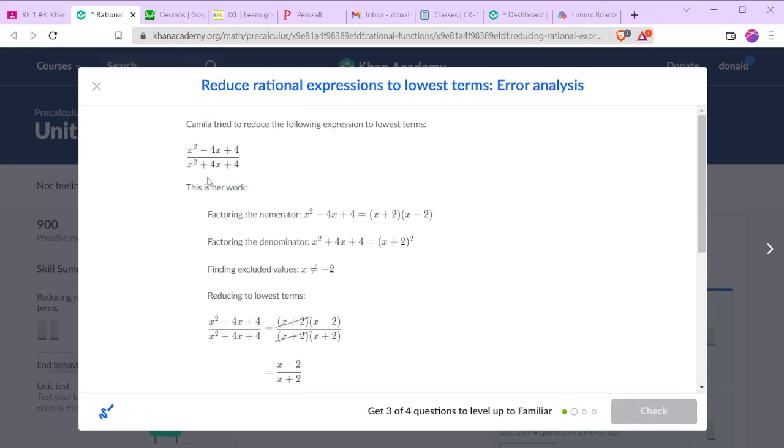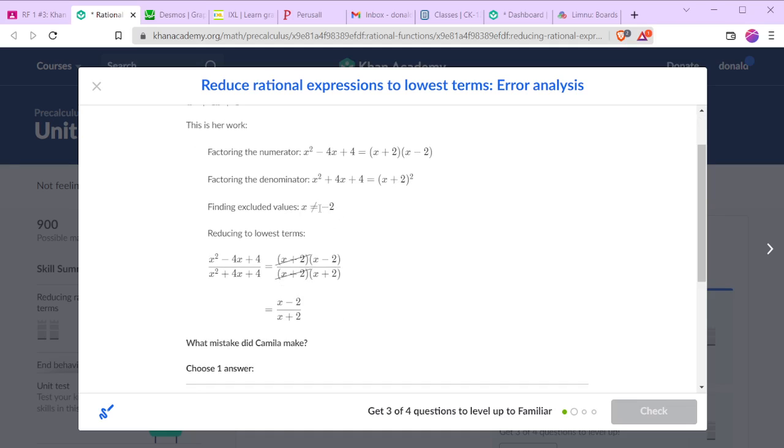Now Camilla tried to reduce this to lowest terms, and her numerator is not factored correctly. This is not the difference of perfect squares. That would have been x squared minus 4. So this plus 2 should not be here. It should be x minus 2 squared for the numerator.